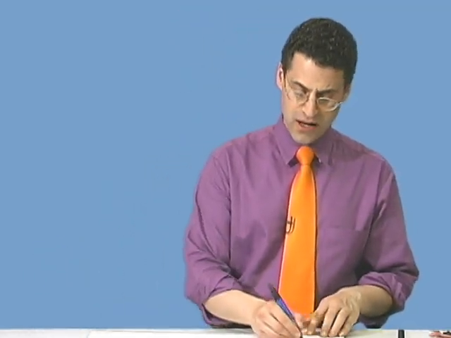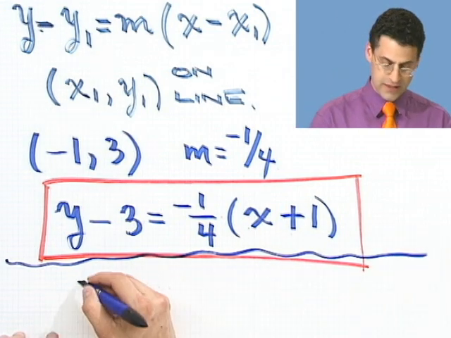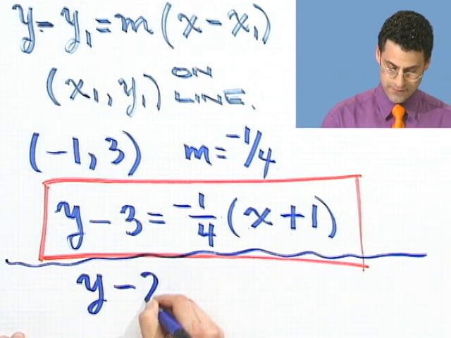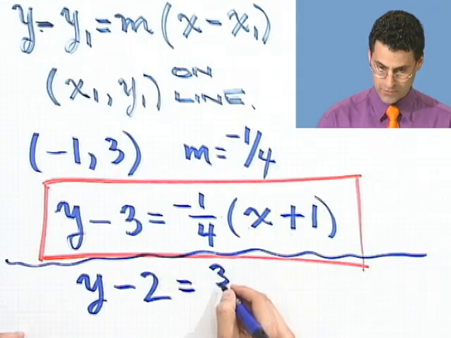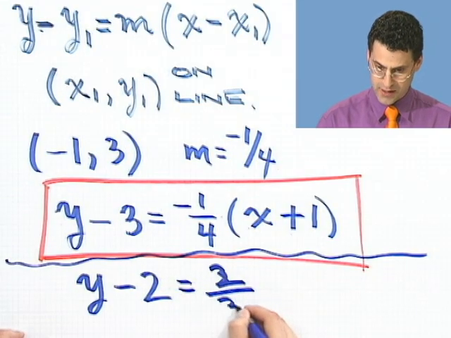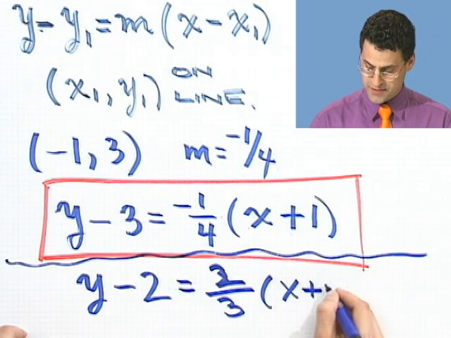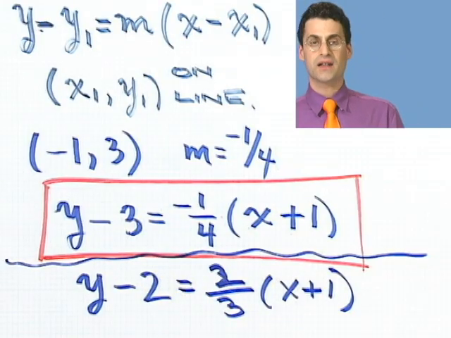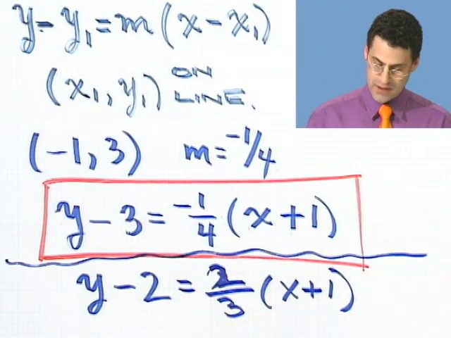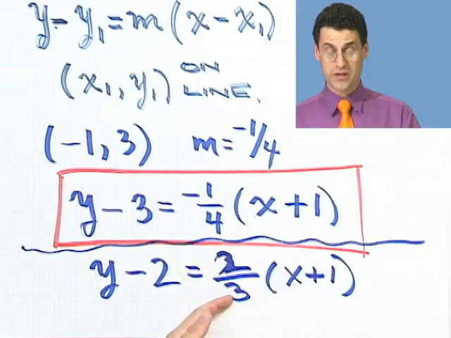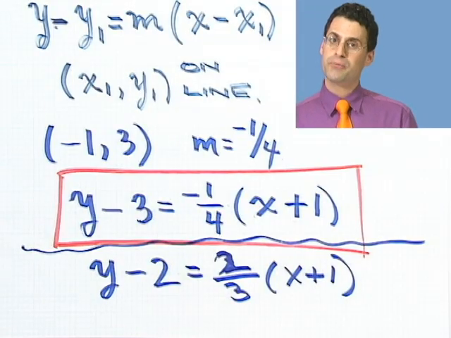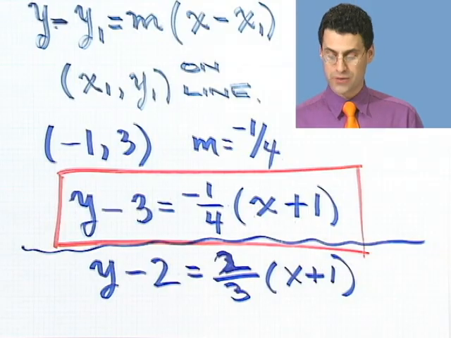Okay? Let's go backwards. Suppose I tell you I'm thinking of a line, and it looks like this: y minus 2 equals 2/3 times x plus 1. What can you tell me about that line? Well, you can tell me a lot of stuff about that line. For example, you can immediately tell me the slope. The slope is 2/3.